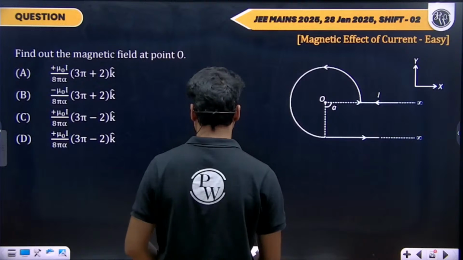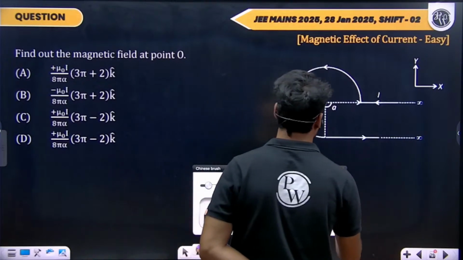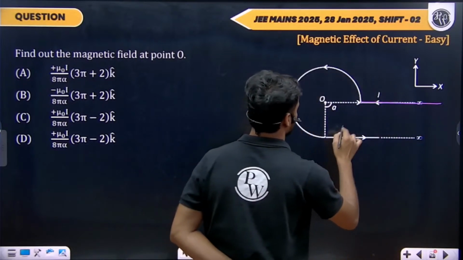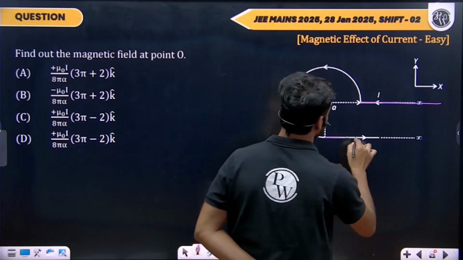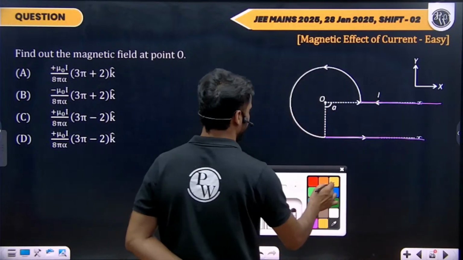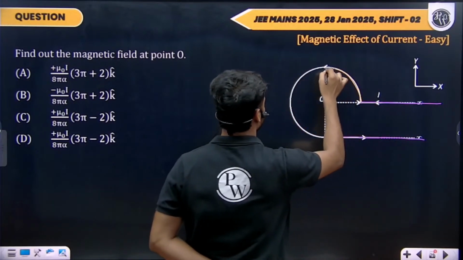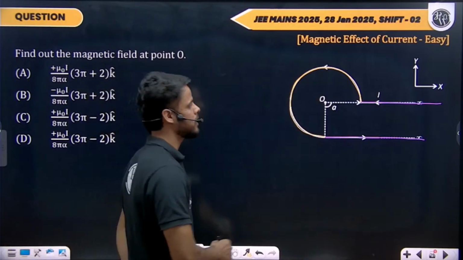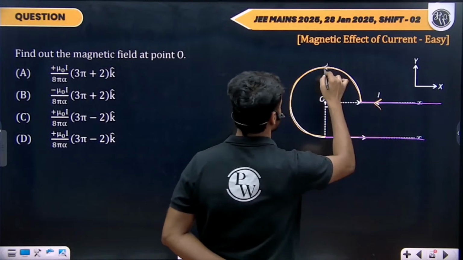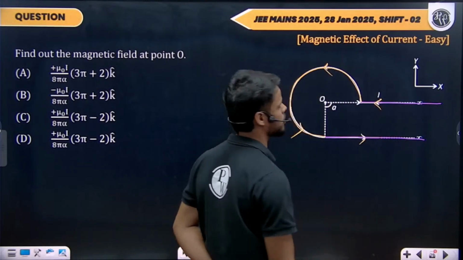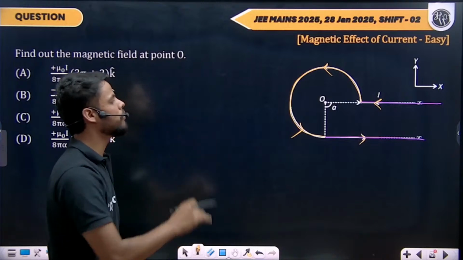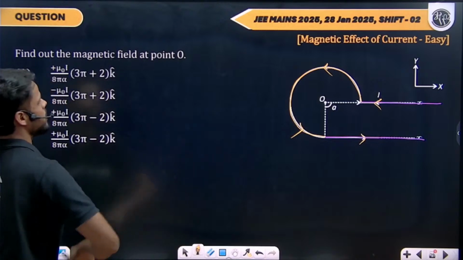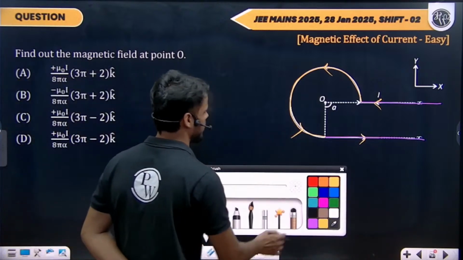So from here, you can say that this numerical is composed of 3 different parts. This is a semi-infinite wire. This is also a semi-infinite wire. And we are having a 3/4 of a circle, and direction of current is definitely anti-clockwise in this loop. This will be direction of current. At the center O, we have to calculate total magnetic field due to this loop and due to these wires.